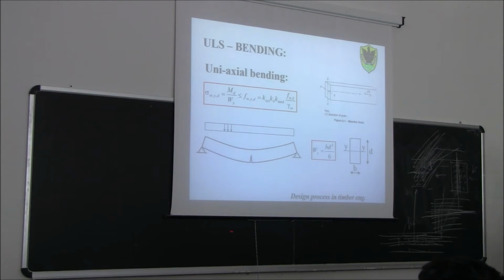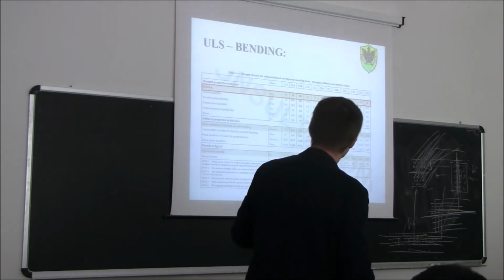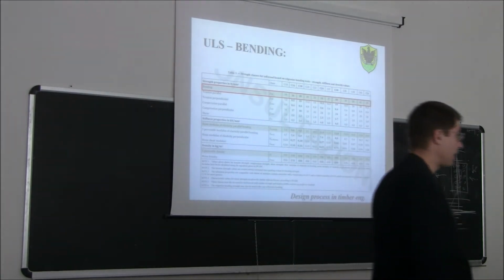And of course, in this case, if you have a failure, it is a very brittle failure. Basically, in bending, you want to fail the longitudinal fibers. So the fibers are going to fail by tension, in the tension zone. The characteristic bending strength, again, you can find depending on the strength classes.